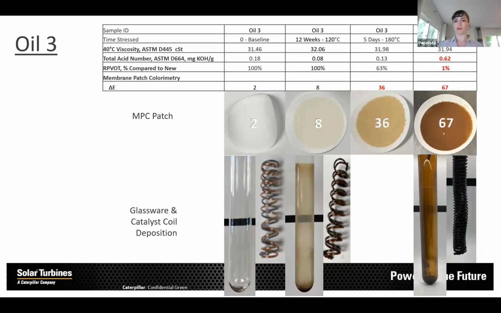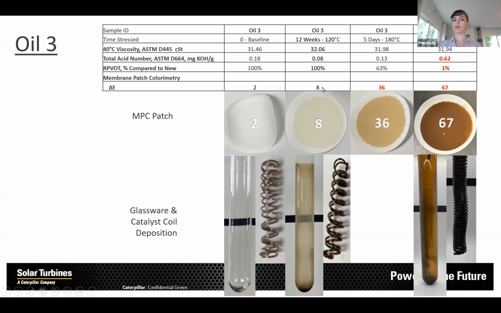Moving on to oil 3. This is an ISO VG32 oil. We see that for the baseline, just like all the other oils, it looks perfectly healthy. With the 120 degrees Celsius test, we don't see much change in the viscosity, TAN number, or RPVOT.